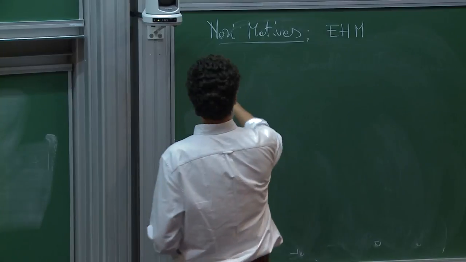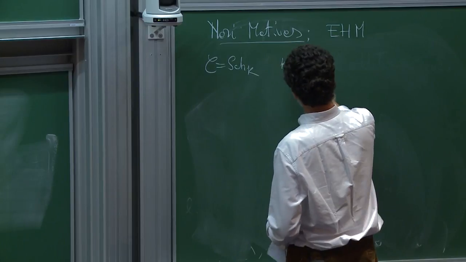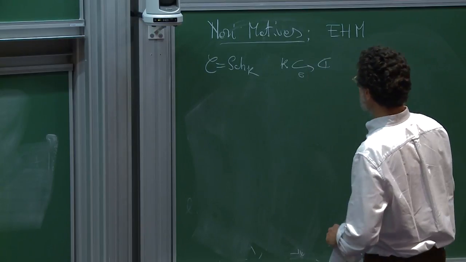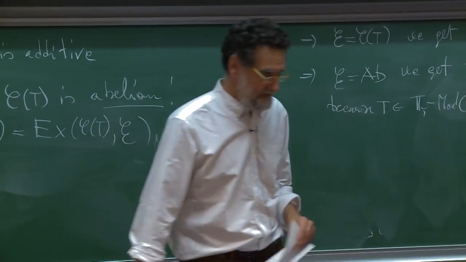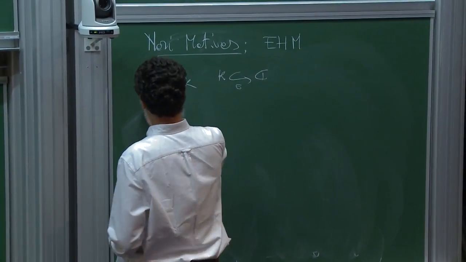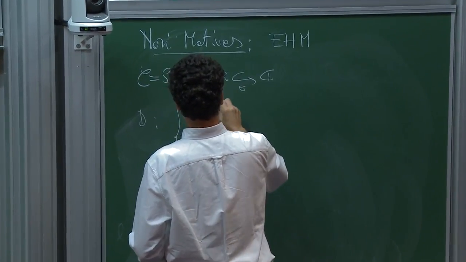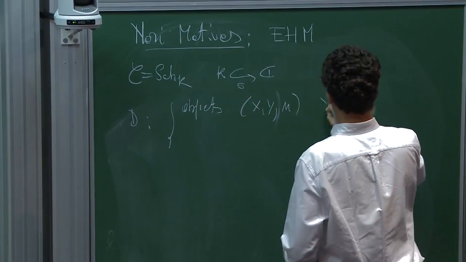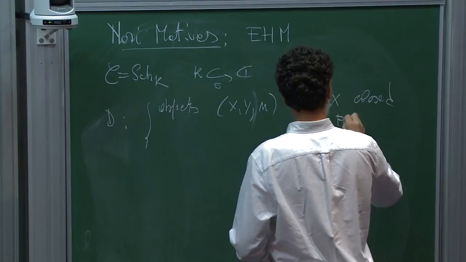Okay, so let's take C to be schemes, and now put the condition to have a subfield of C. And of course, as I said, the schemes are of finite type. If you want, you can reduce to affine schemes. There is no problem extending everything from affine schemes. Okay. So D is the diagram of Nori, whose objects are x, y, n with y inside x closed, and n an integer.